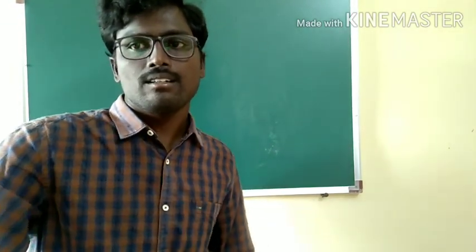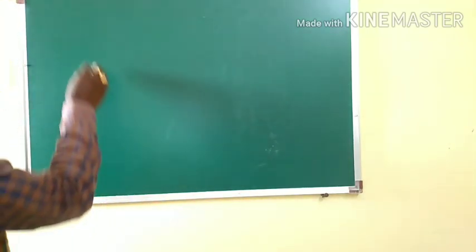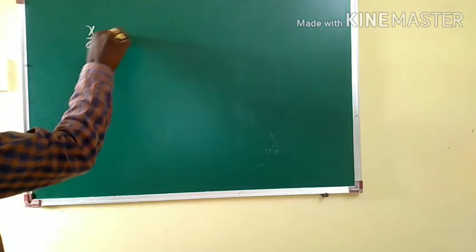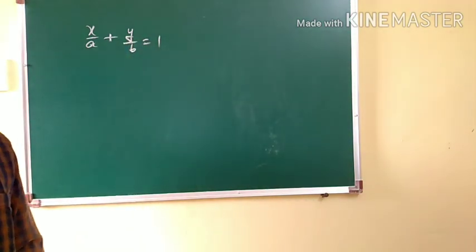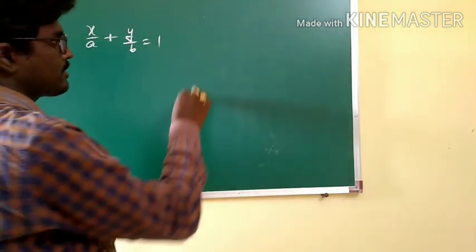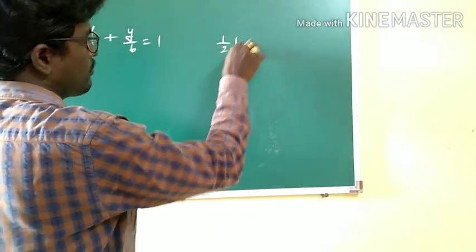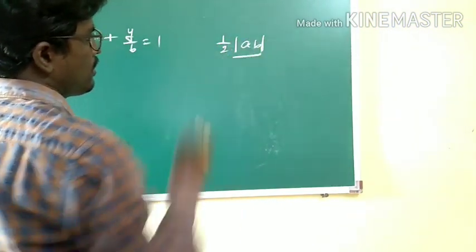The area of the triangle formed by the line x by a plus y by b equal to 1 with the coordinate axes is half mod AB.